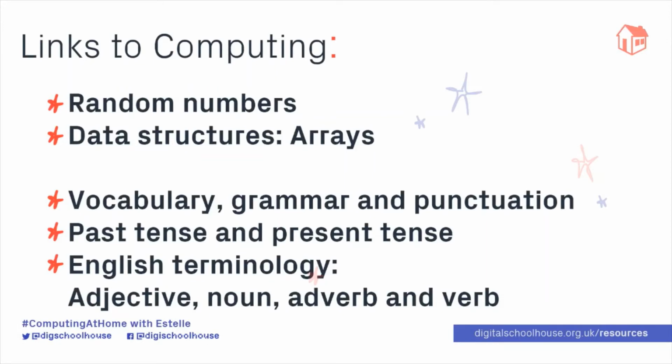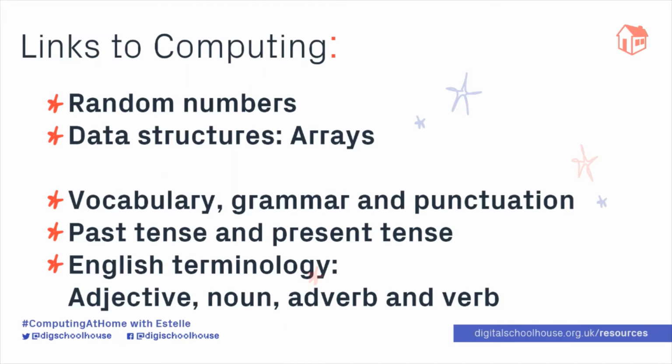Let's have a look at what you're going to be learning in this activity. Firstly, we're going to be looking at random numbers and using them to select items from arrays. We're also going to be looking at a particular data structure, which is called an array. An array is used for storing multiple items or a list of things under a name. So if you imagine you had a list of shoes and you wrote the word shoes at the top of the list and then you listed the things underneath, boots, flip-flops, trainers, etc., that could be classed as an array.